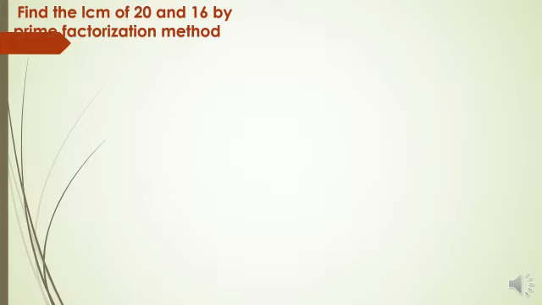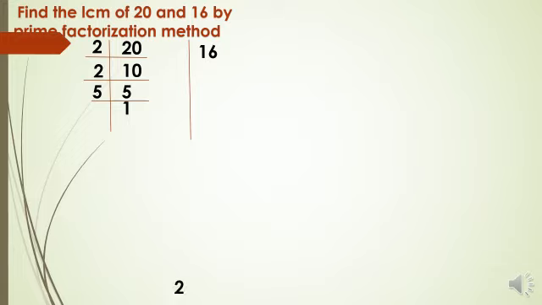First, let us prime factorize 20. 20 divided by 2 is equal to 10. 10 divided by 2 is equal to 5. 5 is a prime number, we can divide only by 5. Answer is 1. Now let us prime factorize 16. 16 divided by 2 is equal to 8. 8 divided by 2 is equal to 4. 4 divided by 2 is equal to 2. 2 divided by 2 is equal to 1.